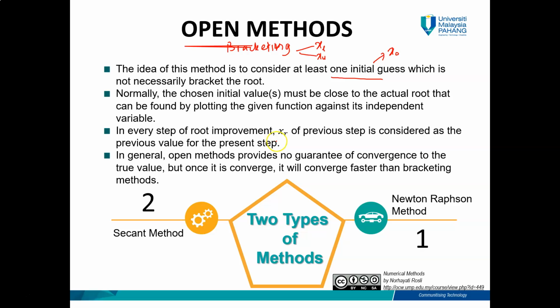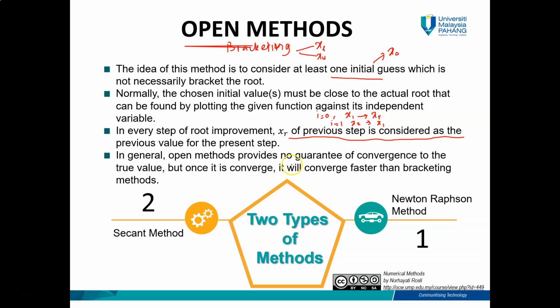In every step of root improvement, XR of the previous step is considered as the previous value of the present step. Let's say we start with the iteration i equal to 0, we get X1 as our XR. Here we denote this one as the actual estimated XR. And then when you go to the next step, i equal to 1, you get X2. But to compute this X2, you need this X1. That means X1 from the previous step is considered the previous value of the present step. We will see the formula later.